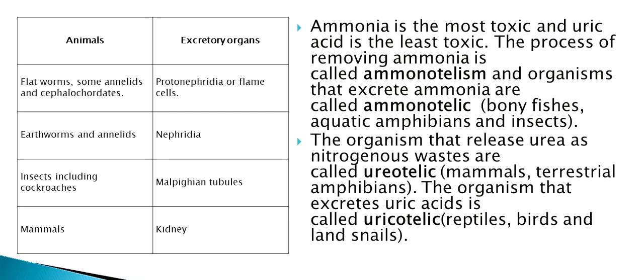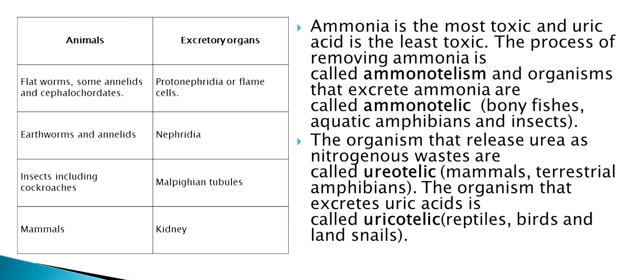Ammonia is the most toxic and uric acid is the least toxic. The process of removing ammonia is called ammonotelism and organisms that excrete ammonia are called ammonotelic. Bony fishes, aquatic amphibians and insects are examples of ammonotelic organisms.